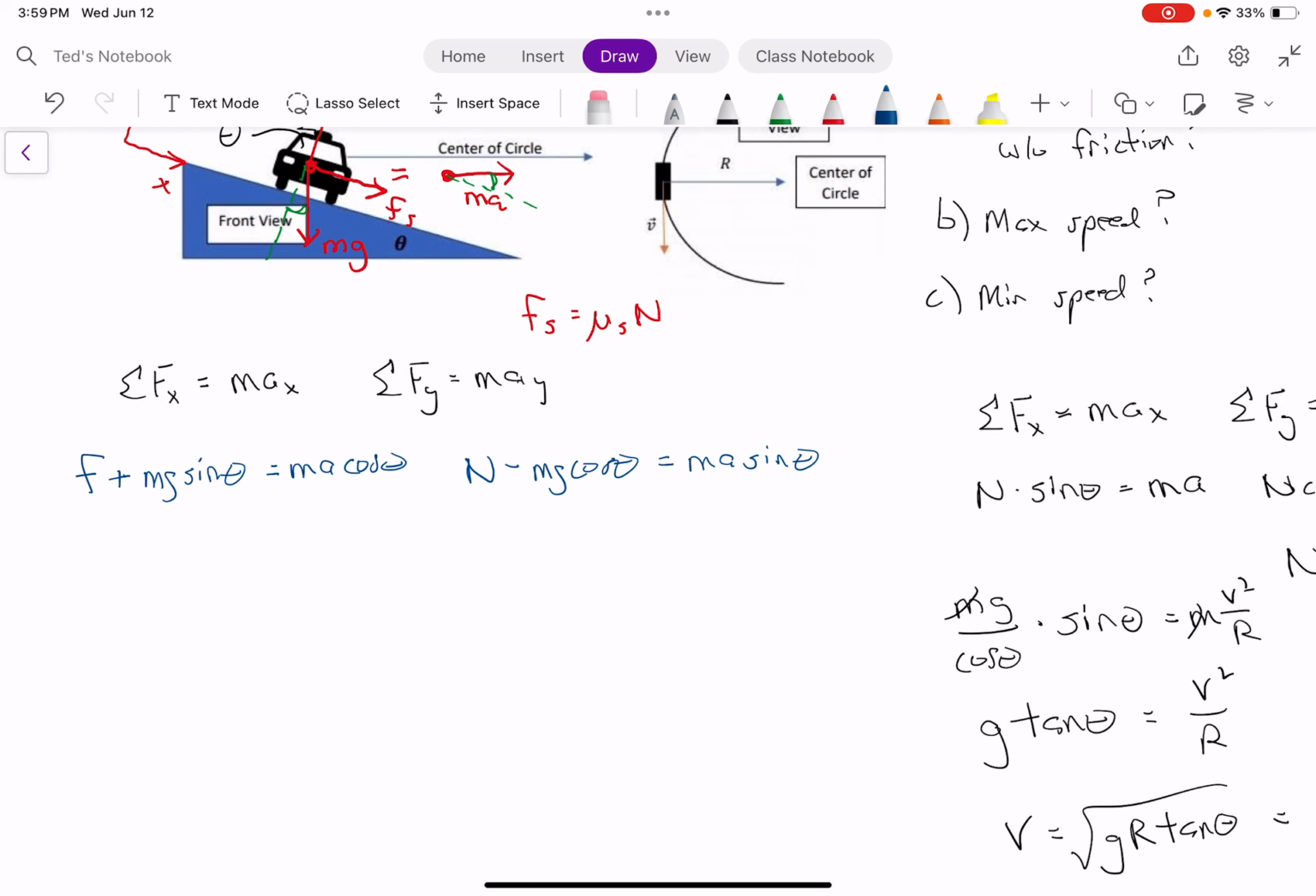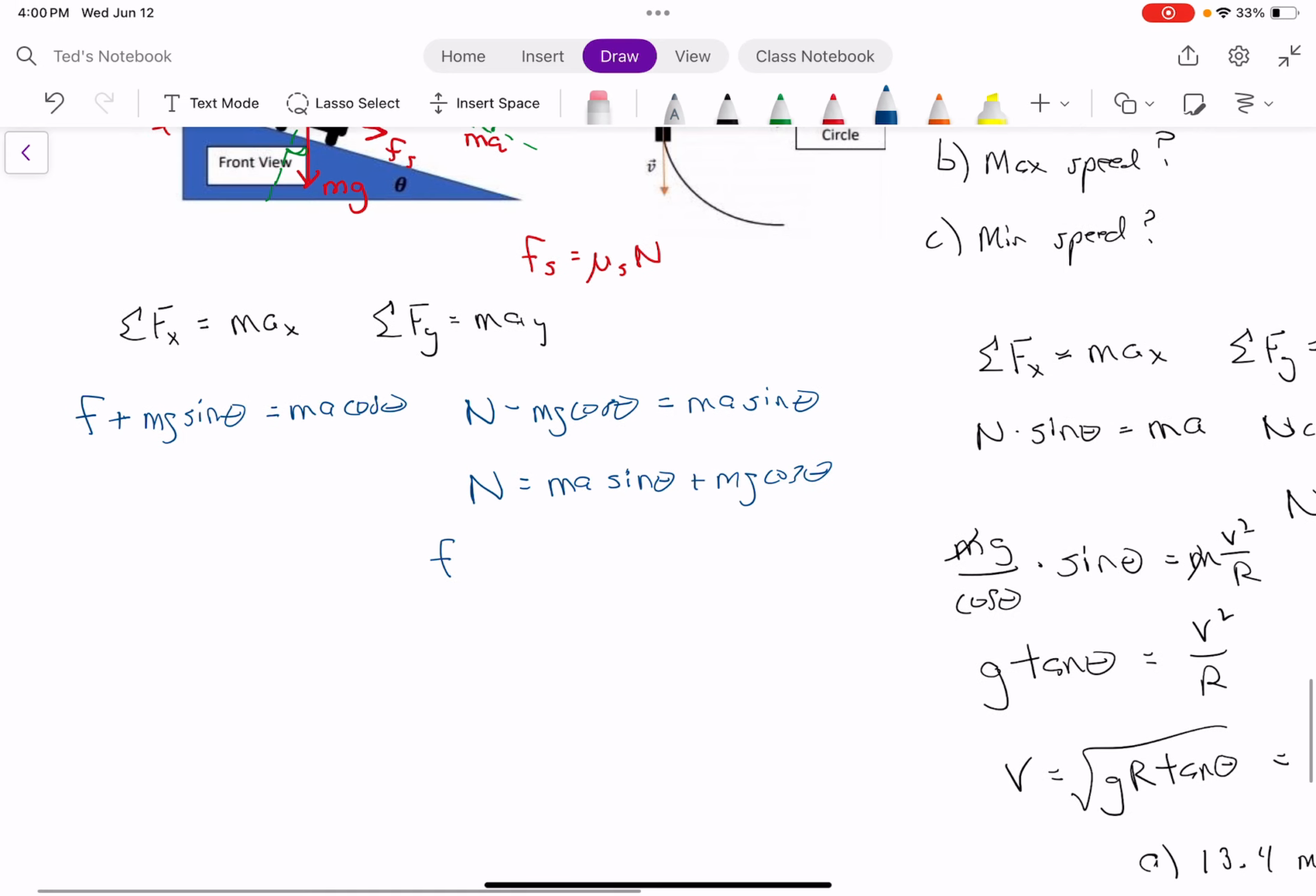Okay, so this is going to allow me to solve for the normal force. The normal force is equal to ma sine theta plus mg cos theta. And the friction force is equal to mu s times the normal force. So the friction force is going to equal mu s ma sine theta plus mu s mg cosine theta.